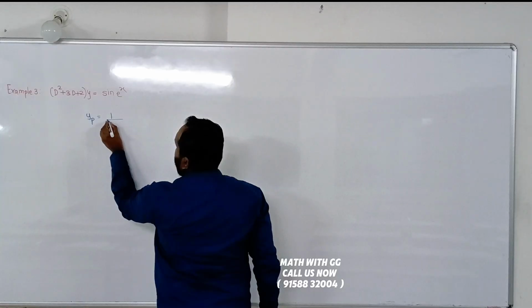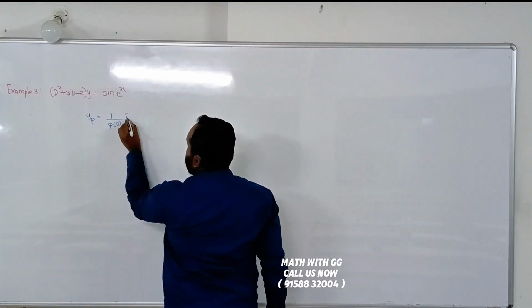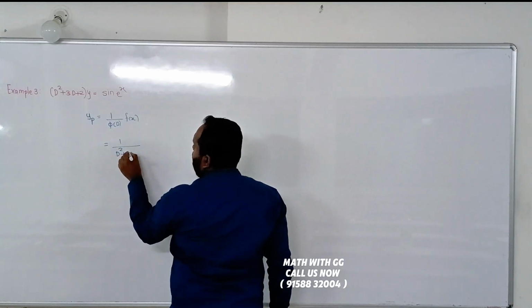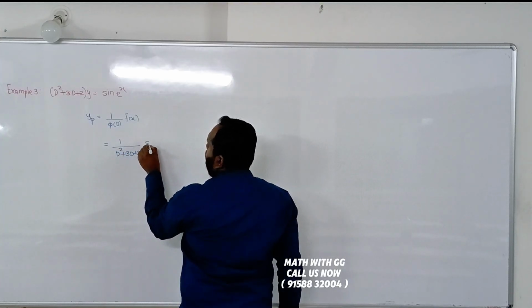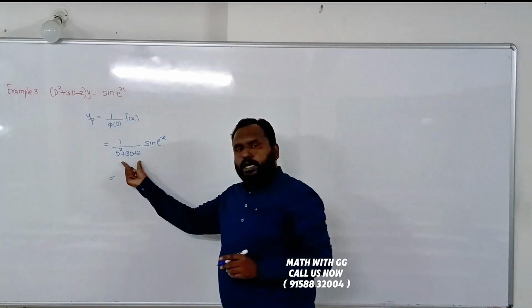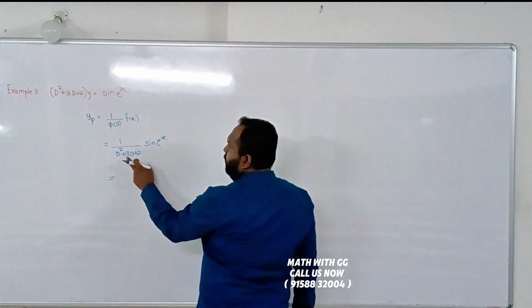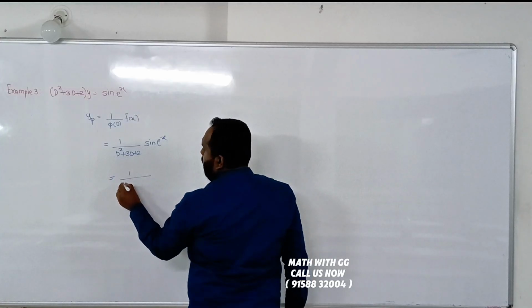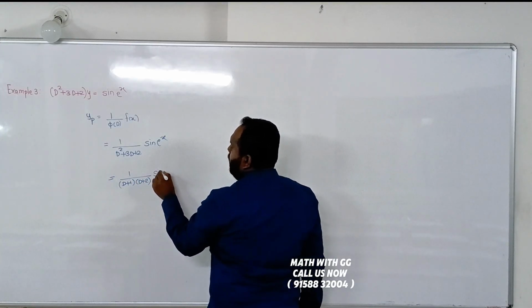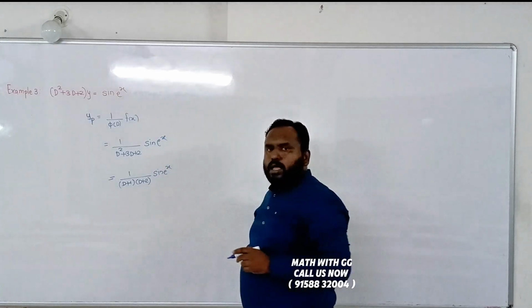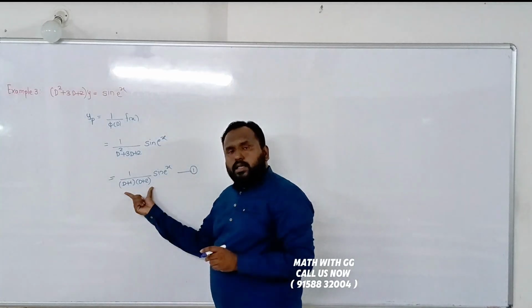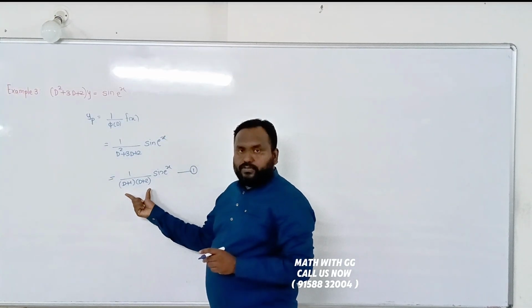yp is equal to 1 upon phi of d, f of x. So that is equal to 1 upon d square plus 3d plus 2 into sine e raised to x. Now factorize the denominator. So the factors of d square plus 3d plus 2 are d plus 1 into d plus 2, sine e raised to x. Now let's call this the equation number. We have to find the partial fraction of this term.